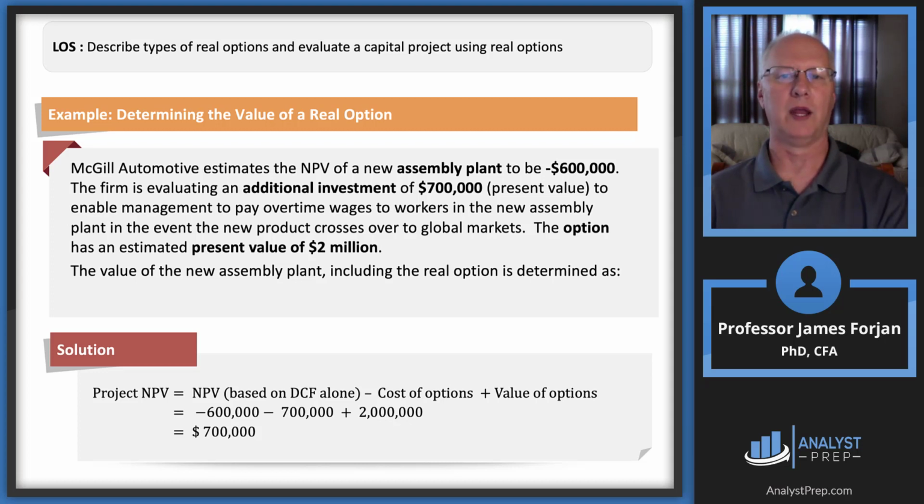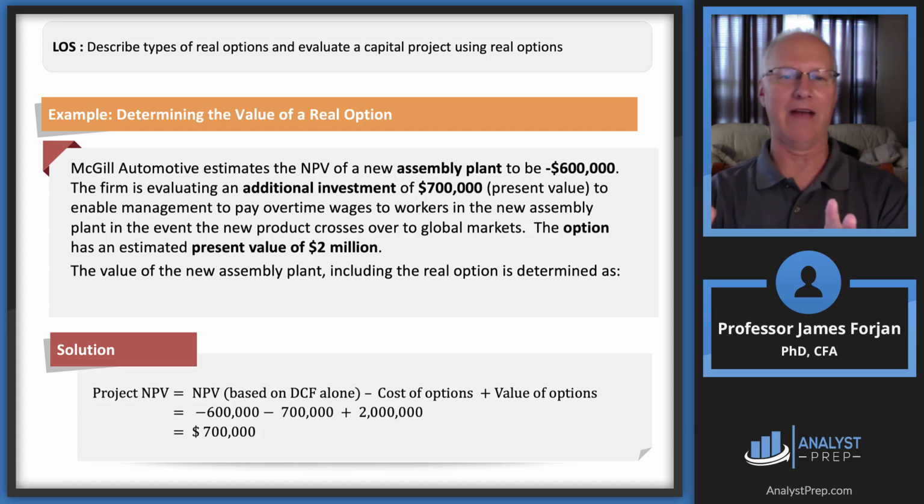So we're evaluating additional investment of $700,000 to enable management to pay over time in the new assembly plant in the event that the new product crosses over to global markets. So there's some kind of an expansion option in there. And then the option has an estimated value of $2 million.